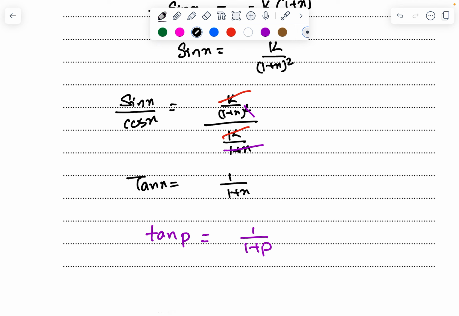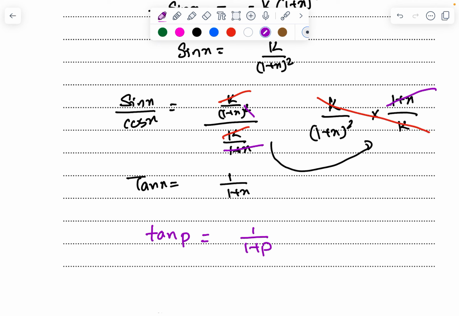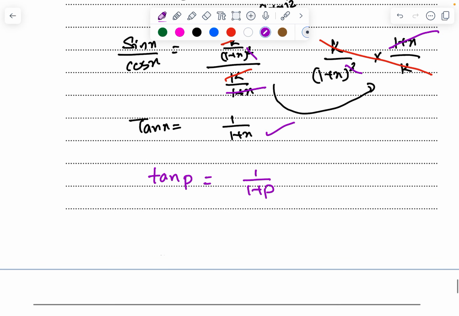So what I have done: k upon 1 plus x whole square. This is a fraction, it becomes 1 plus x upon k. Then we can see that k and k get cancelled, 1 plus x and 1 plus x get cancelled, and you are left with 1 upon 1 plus x.